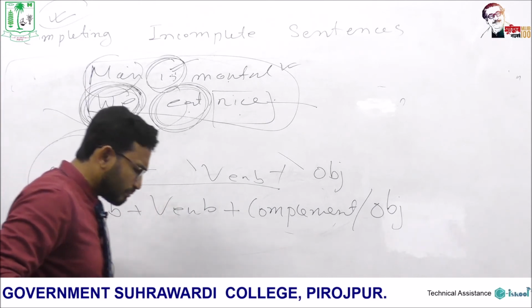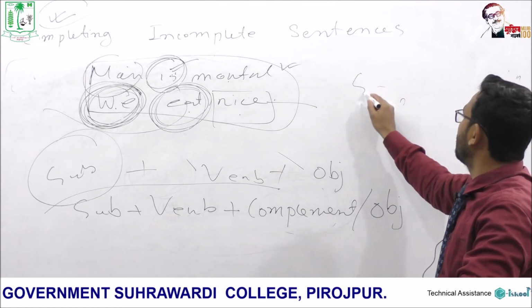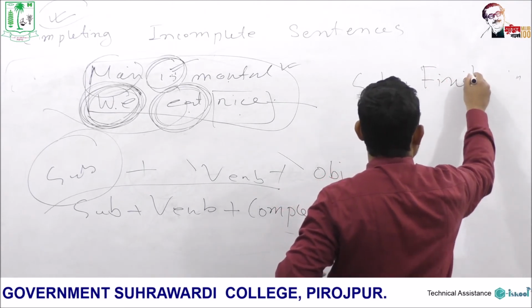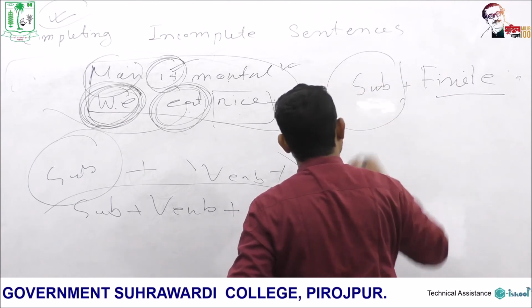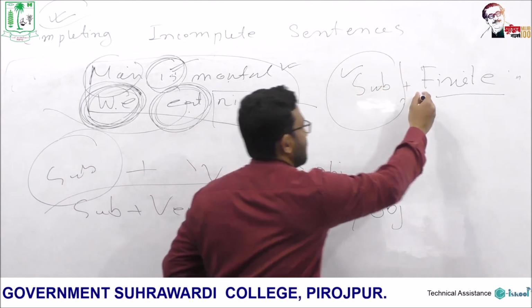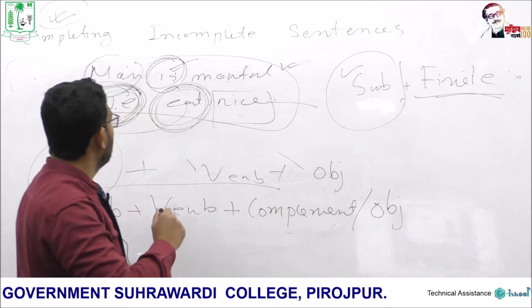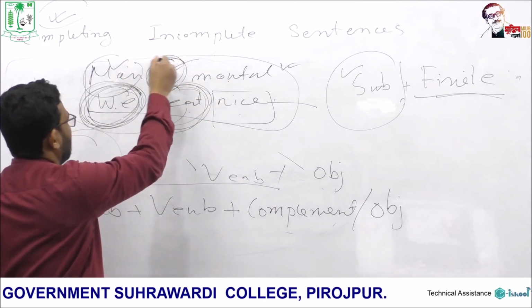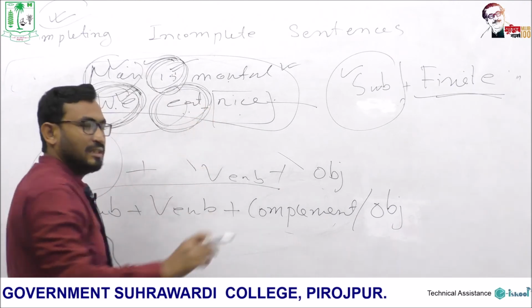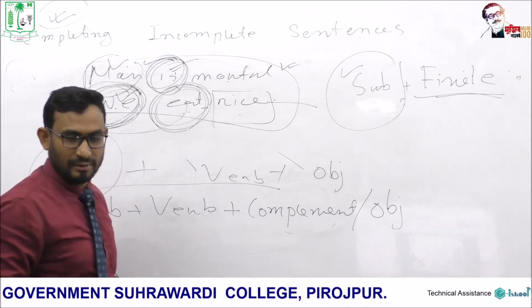Then what is a clause? In English grammar, a clause consists of a subject and a finite verb. If there is a subject and there is a finite verb, we can call it a clause. So, man is mortal, here there is a subject and there is a verb. This is a clause. We eat rice, subject, verb, this is also a clause. But I have already mentioned all simple sentences are clauses, but all clauses are not simple sentences.